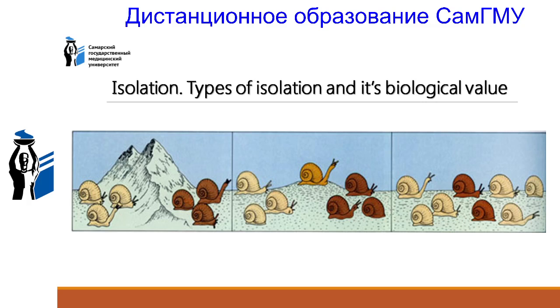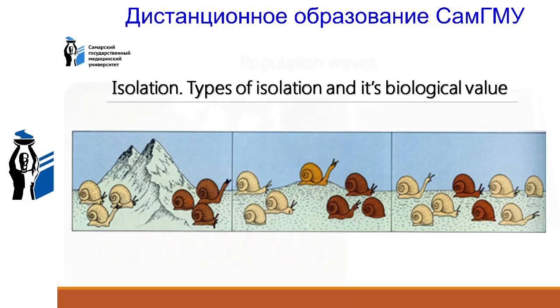Seasonal or temporary isolation is caused, for example, by different time periods of reproduction. Seasonal races, differing in terms of spawning, are described in salmon, sturgeon, and other animals. Morphological isolation, genetic isolation, which may be based on incompatibility of germ cells, and other types of isolations.